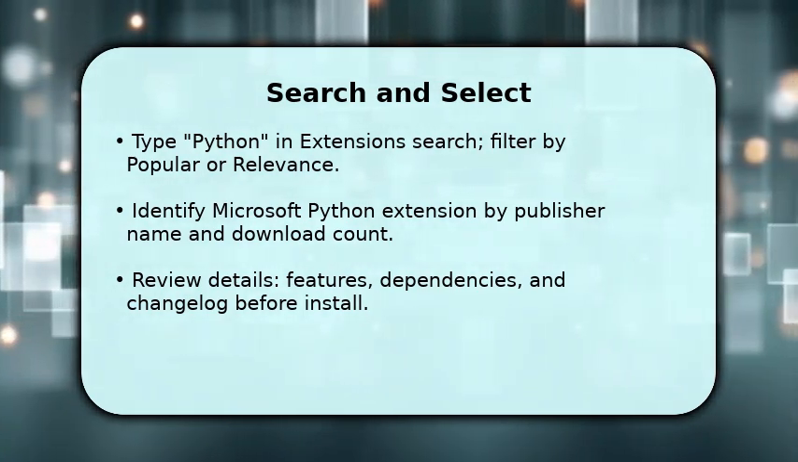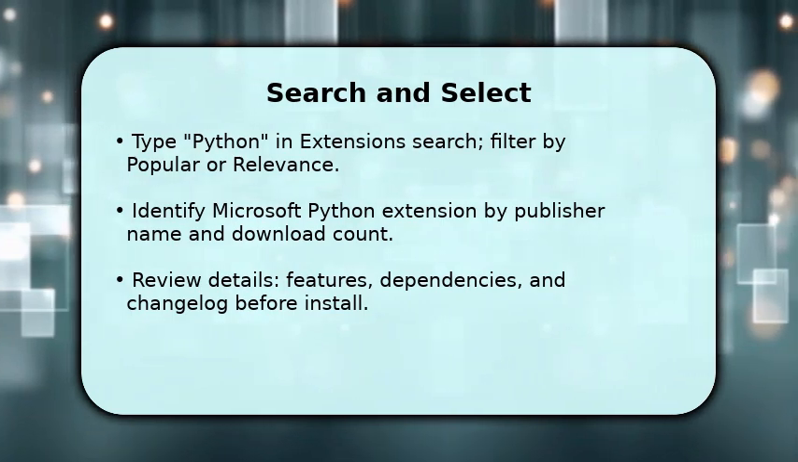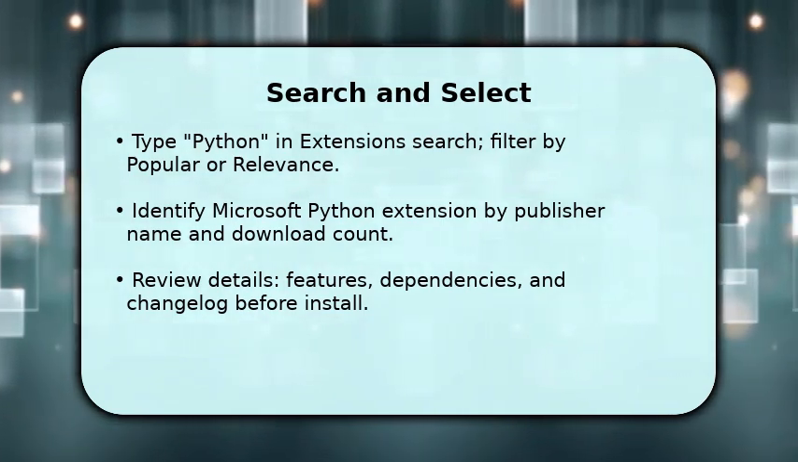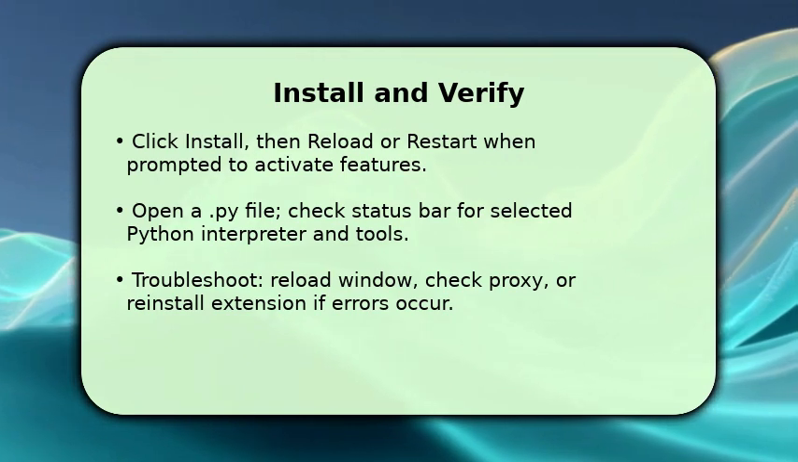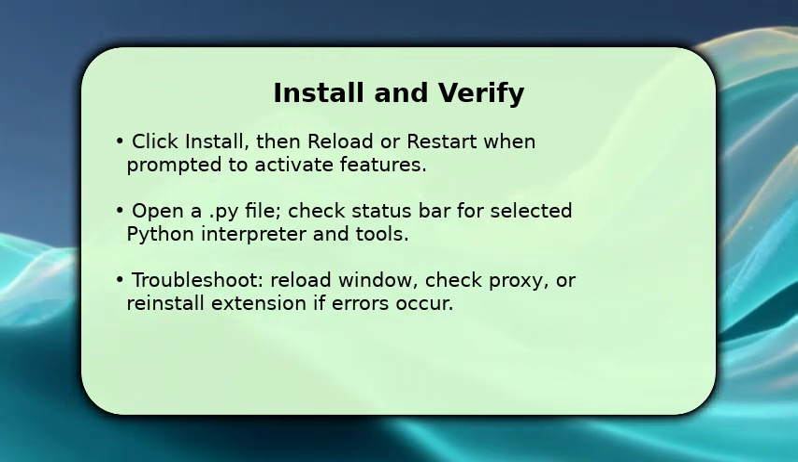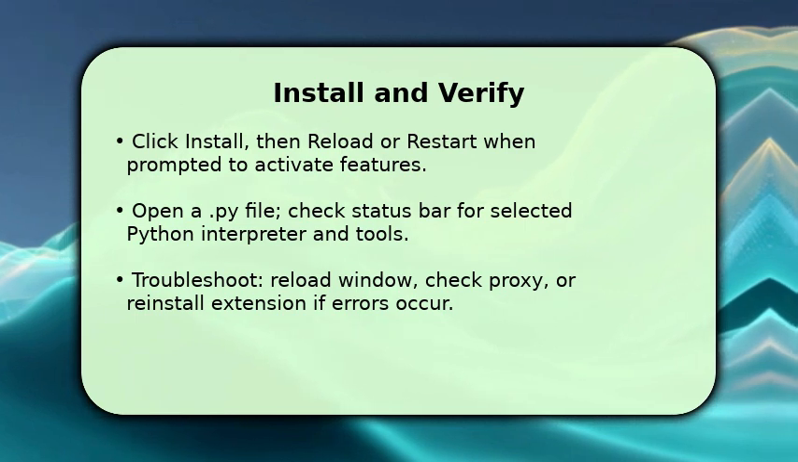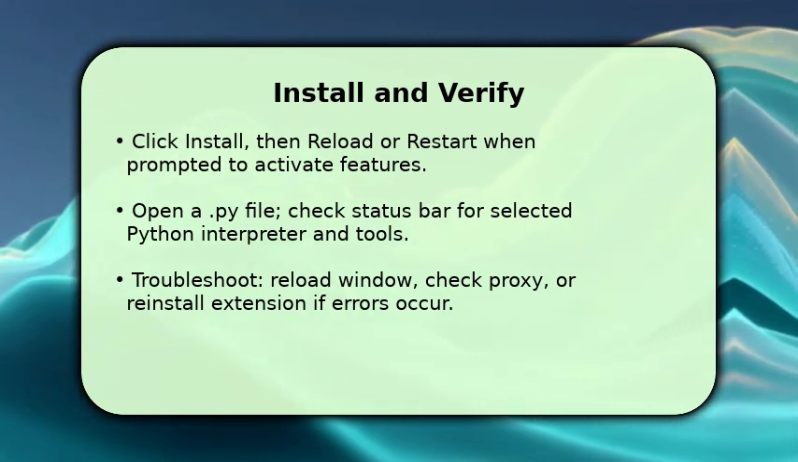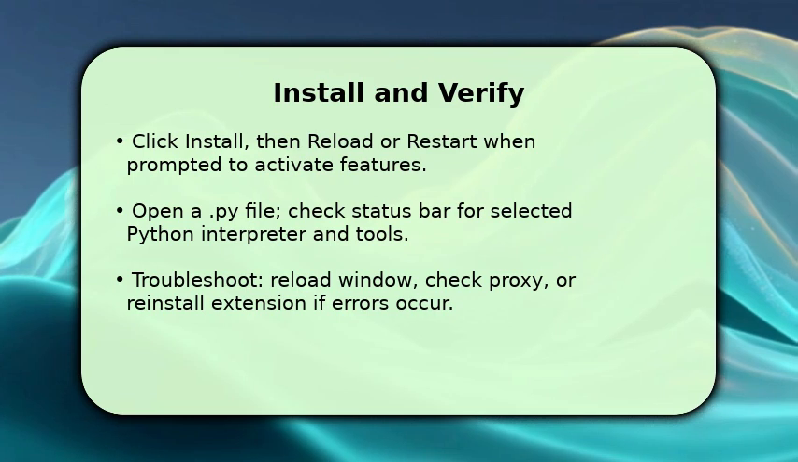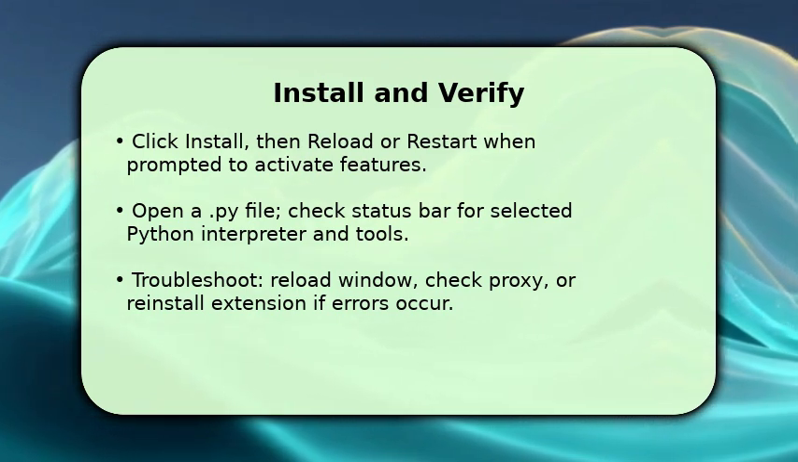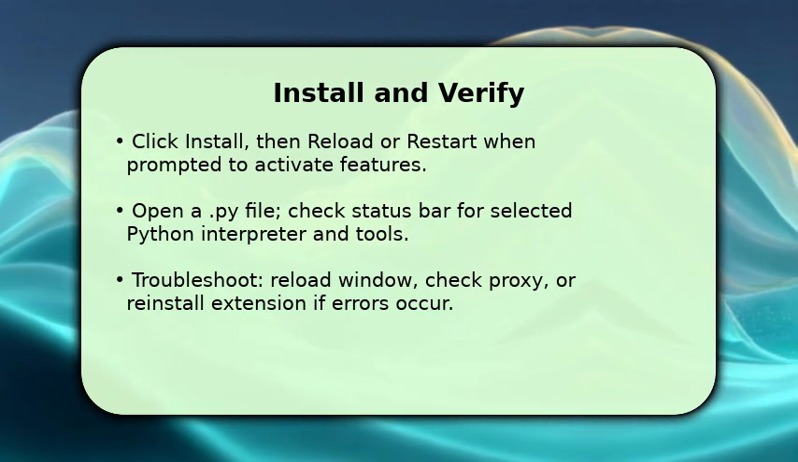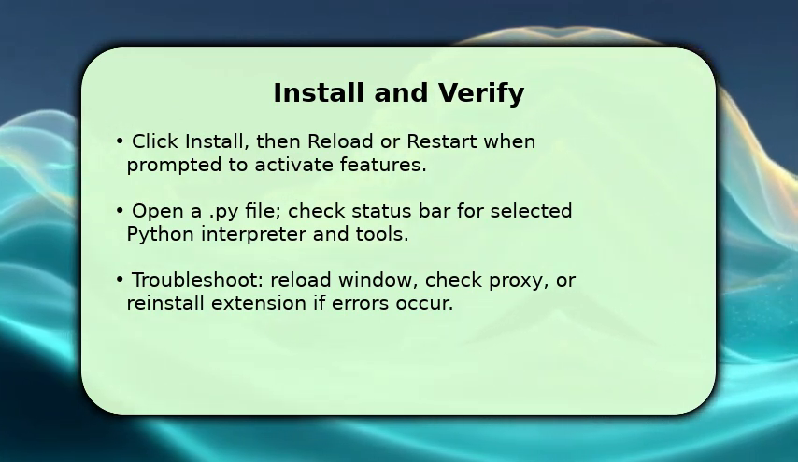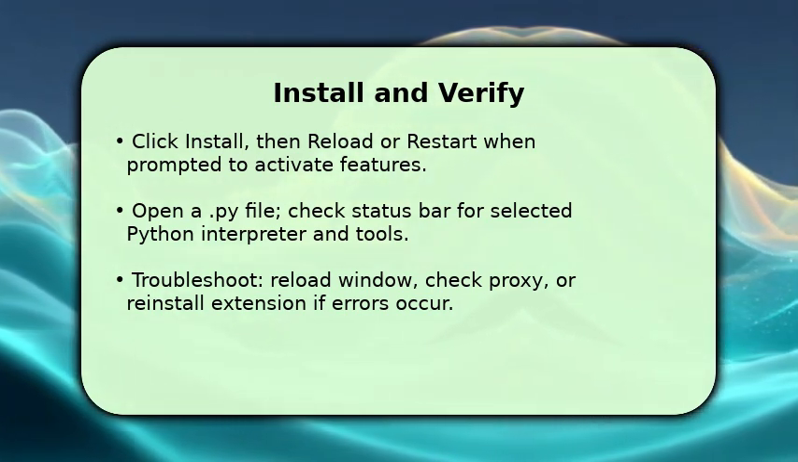After installation, click Reload or Restart VS Code to activate the extension. Open a Python file to confirm the extension is active. You should see a Python interpreter selector in the status bar, and language features like linting and IntelliSense start working. If things don't appear, make sure you selected a valid interpreter and that the Python extension's language server finished initializing. If problems persist, reload the window. Verify proxy.